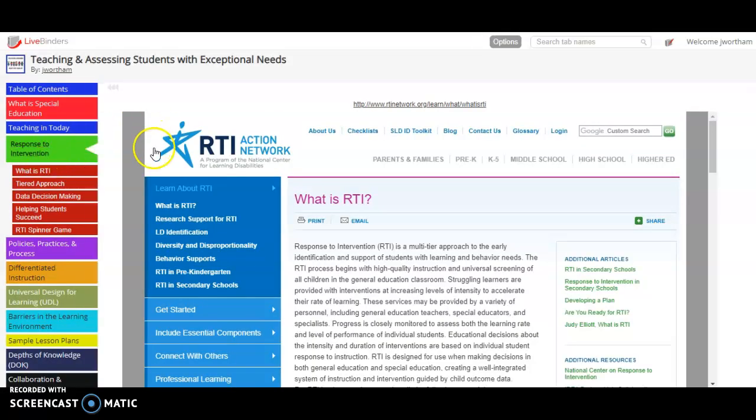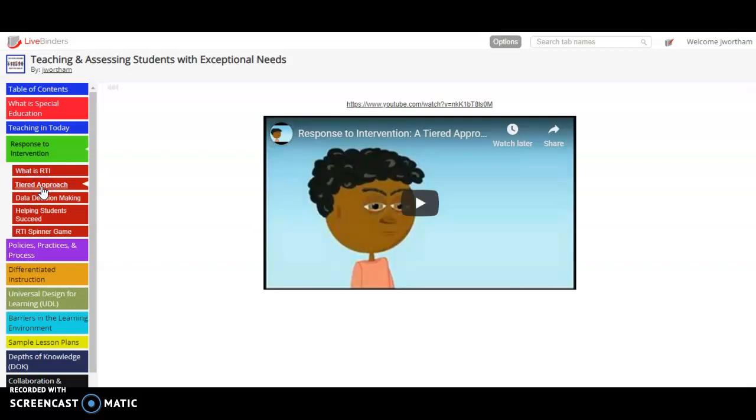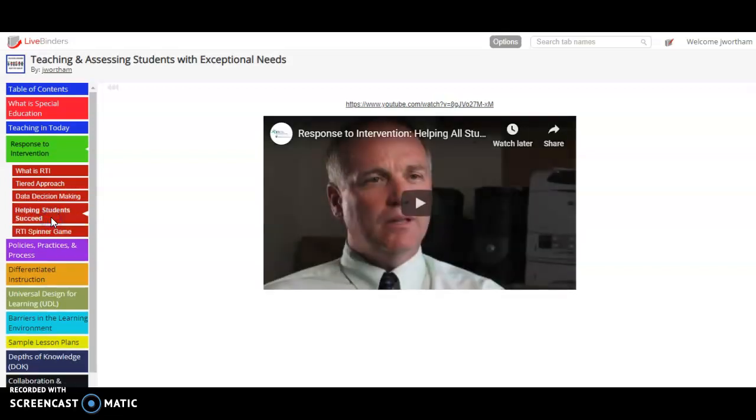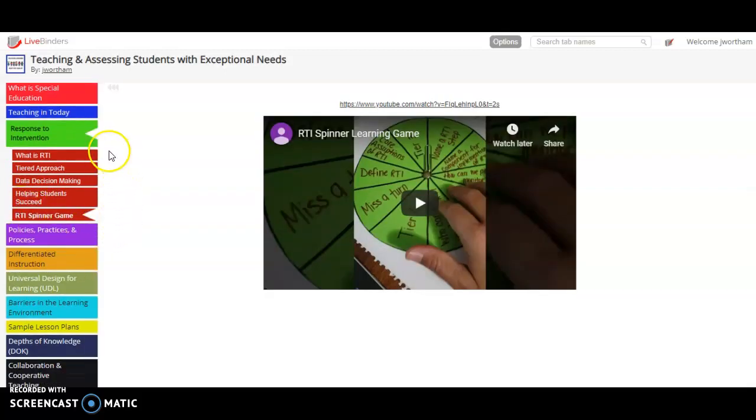Response to intervention, very important part of the education process if you are a regular ed teacher. I put what is RTI, the tiered approach for Tier 1, 2, and 3, data decision making, which is what you're going to be looking at to do the RTI process before, during, and after, helping students succeed. And then I also included the spinner game that I chose for one of my assignments in the classroom.